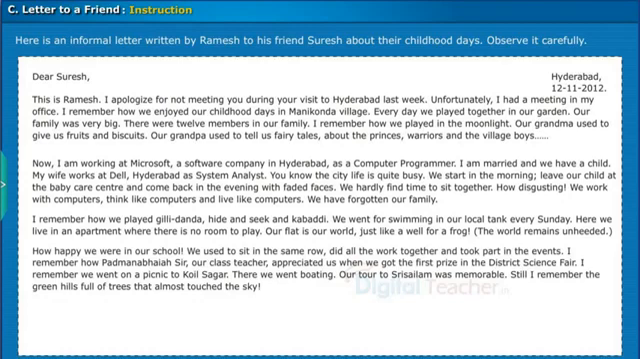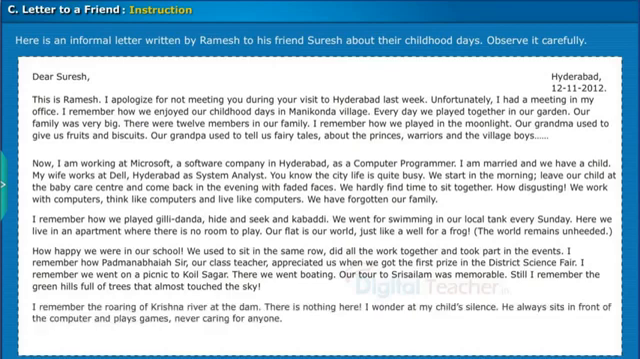How happy we were in our school. We used to sit in the same row, did all the work together, and took part in the events. I remember how Padmanabhaiah sir, our class teacher, appreciated us when we got the first prize in the district science fair. I remember we went on a picnic to Koil Sagar. There we went boating. Our tour to Sri Salem was memorable. Still, I remember the green hills full of trees that almost touched the sky.